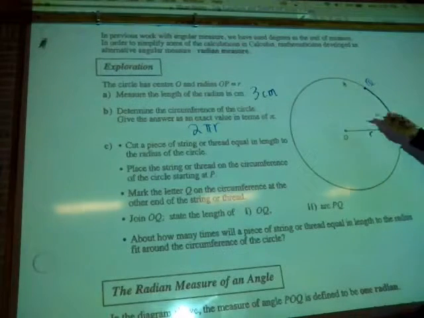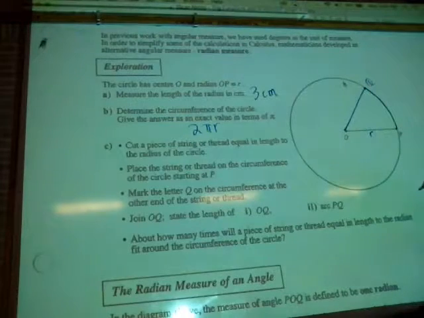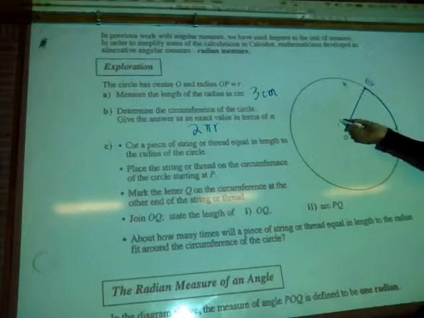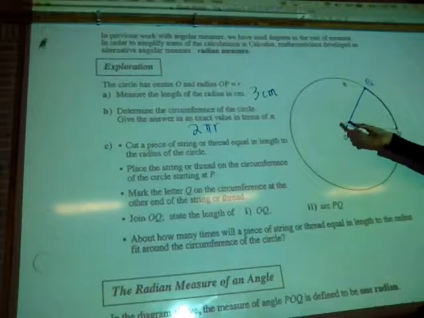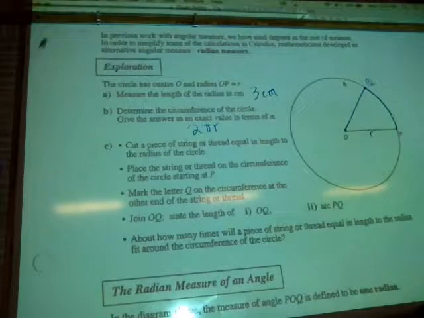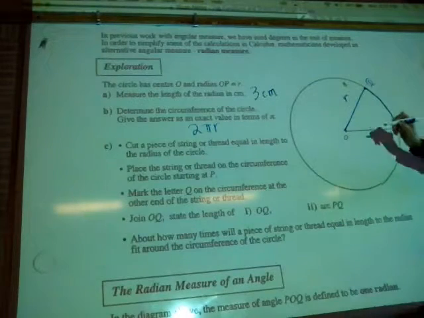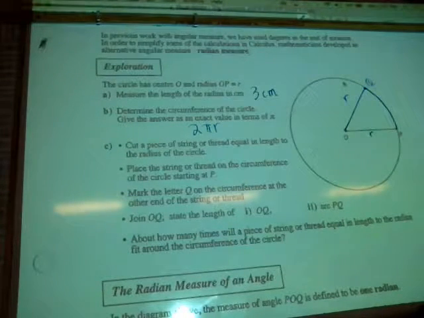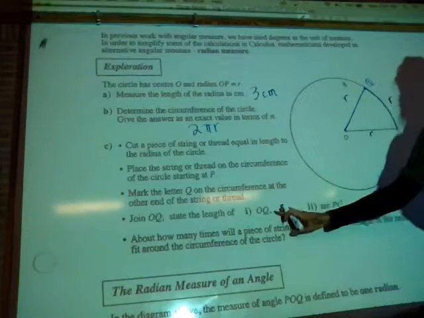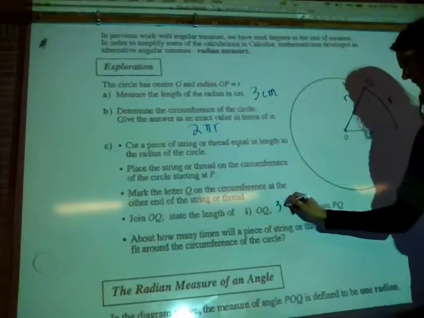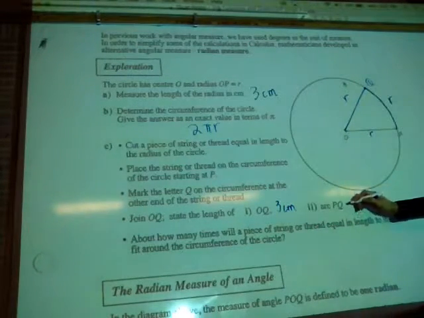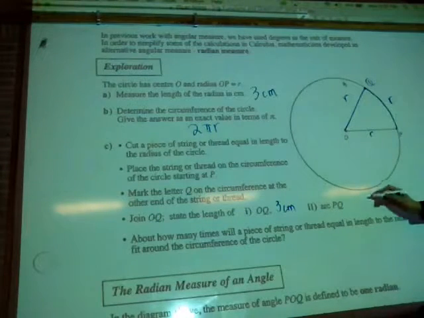Then we're going to join O to Q. What do you think we could call this? From the center of a circle to the outside, what's it called? R. Good, it's our radius. So it's also going to be 3 centimeters long. How long was our arc? How long was that piece of string? 3 centimeters. So it's also the length of our radius. If we were to state the length of OQ, because it's the same as our radius, we would put 3 centimeters. And also the length of our arc, PQ, would be 3 centimeters.